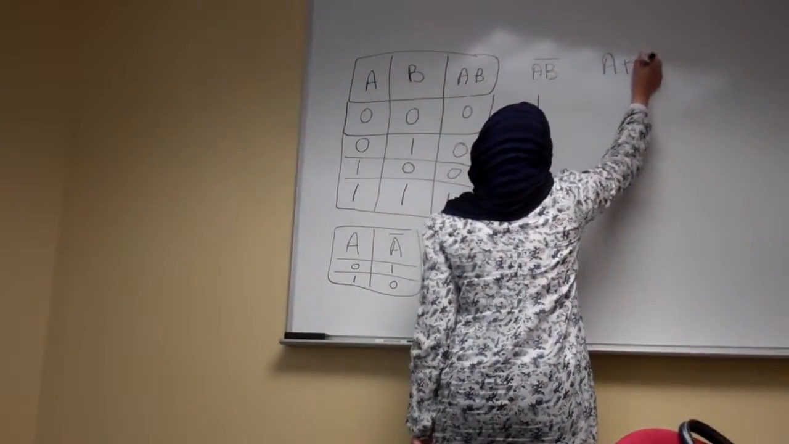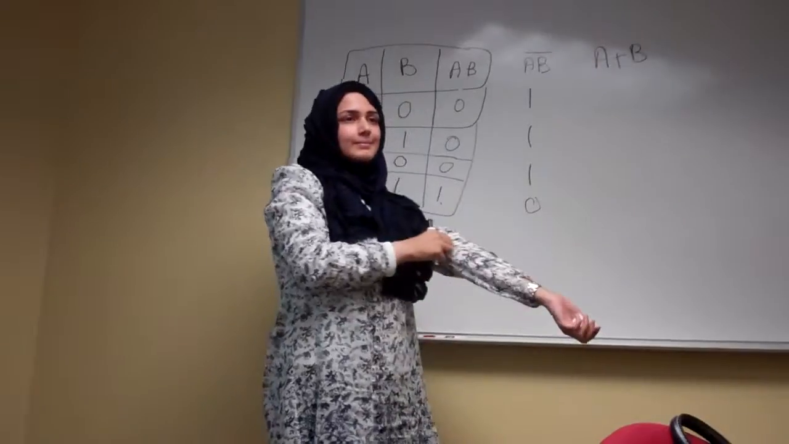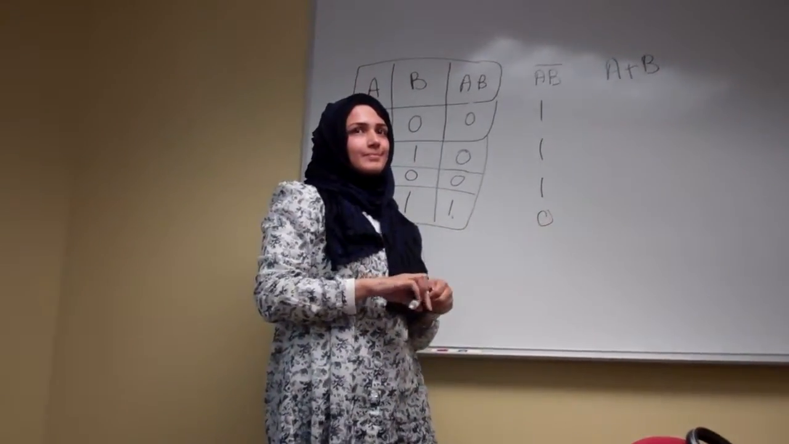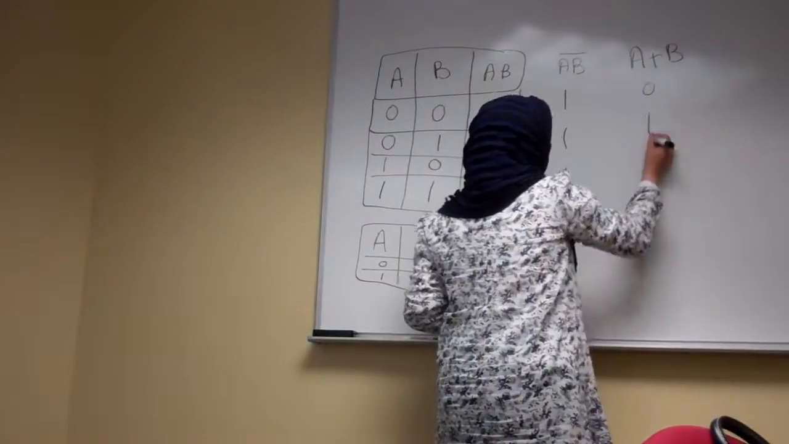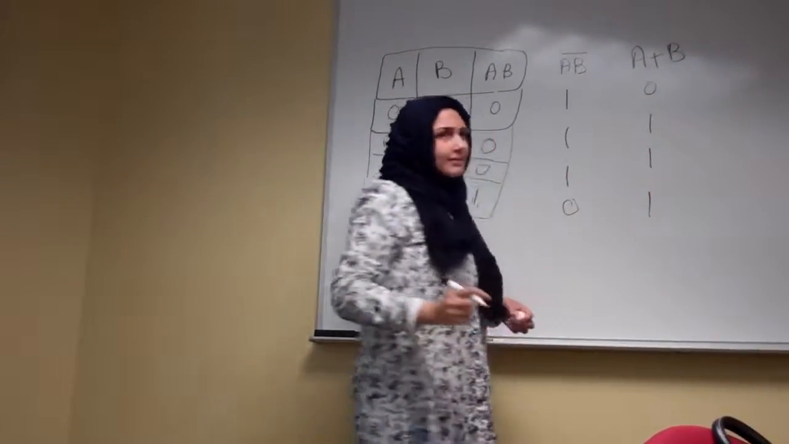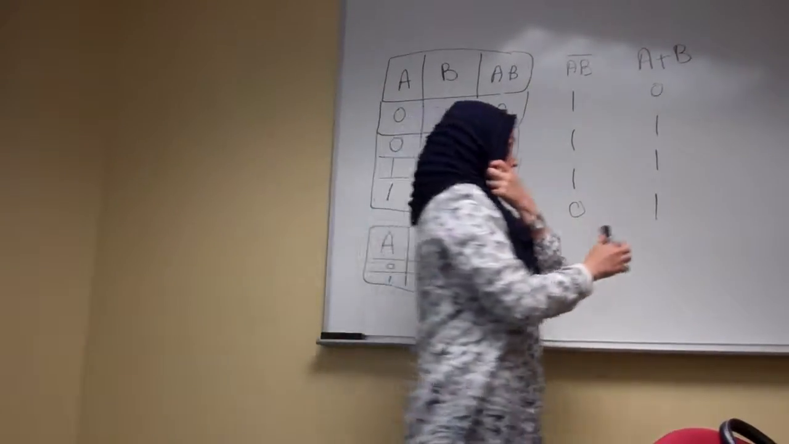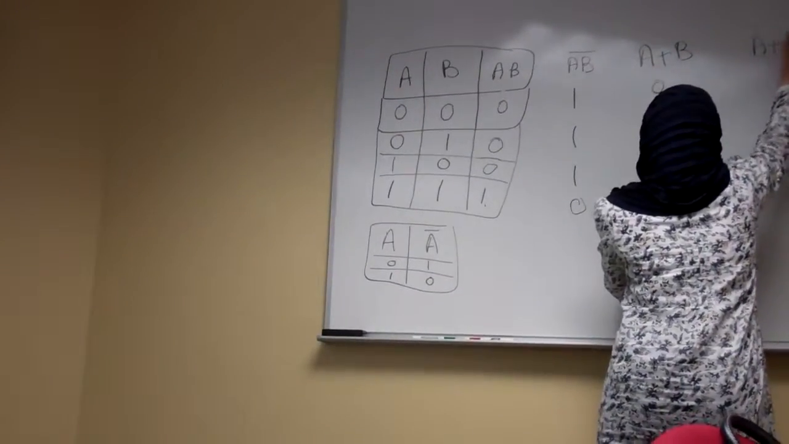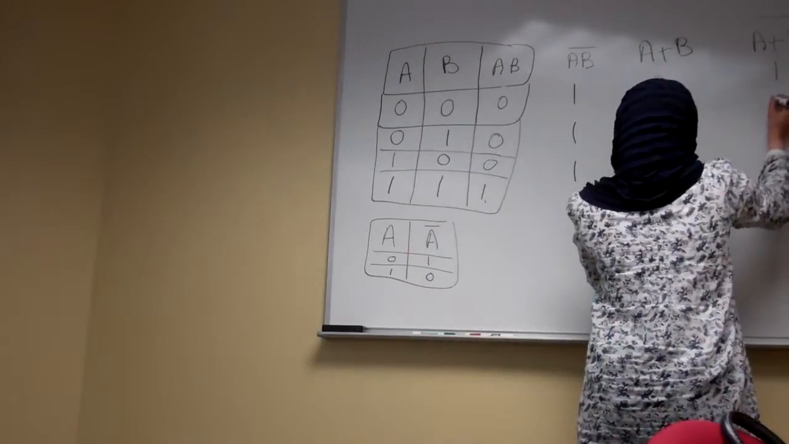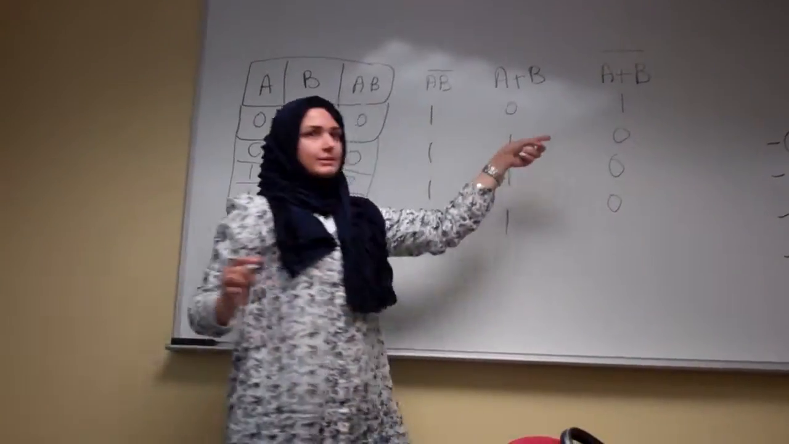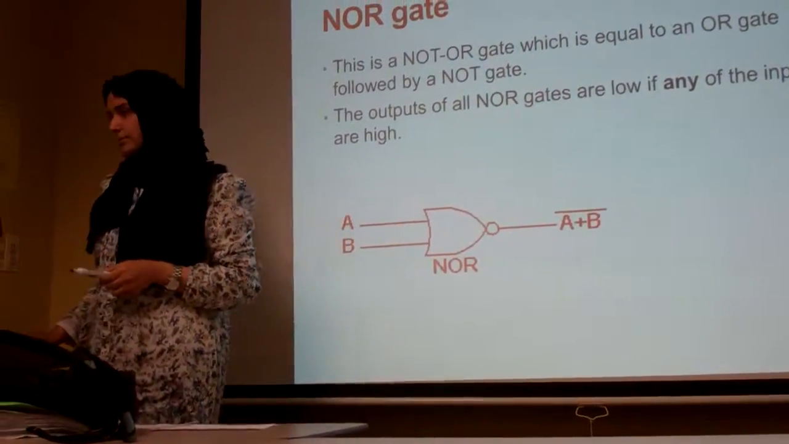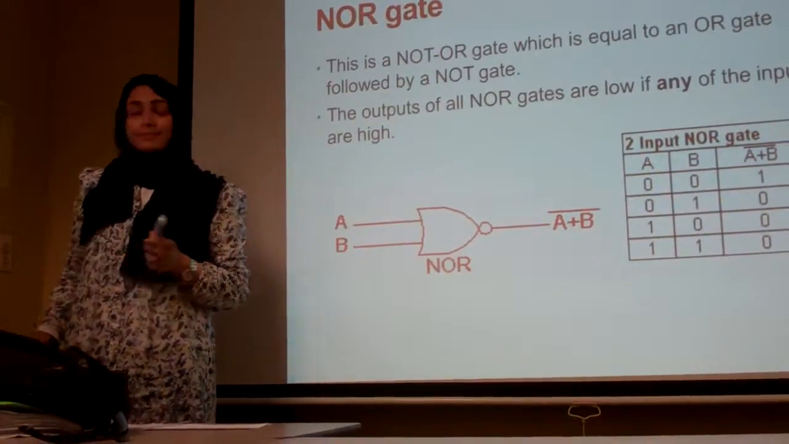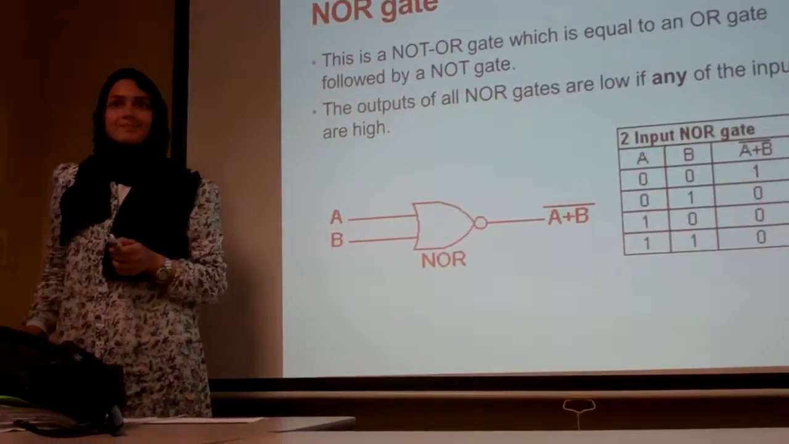Let's write it on. Do you remember what A plus B was? You say it. 0, 1, 1, 1. So for this A plus B, we will get 1, 0, 0, 0. This is the result, because it's the same as the NOR gate. Okay.